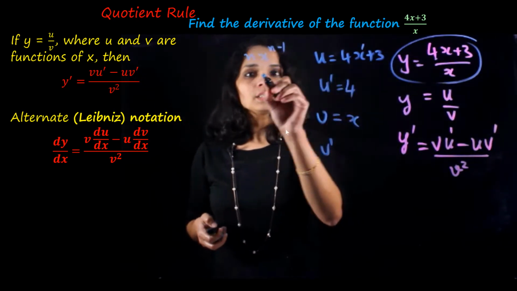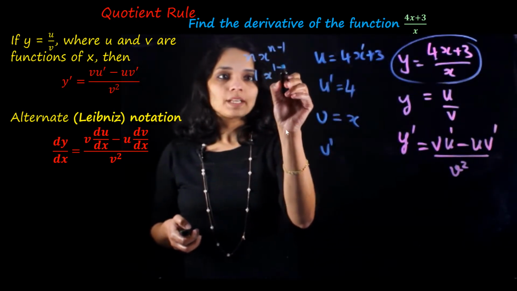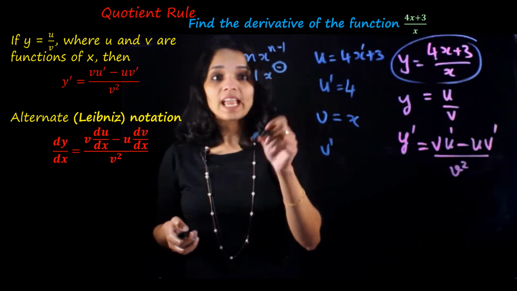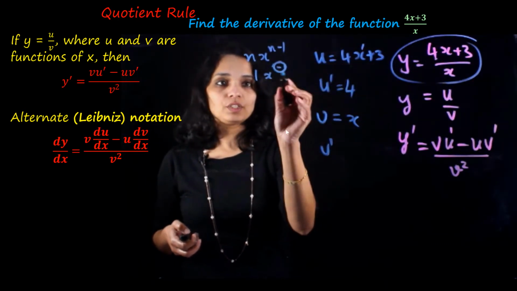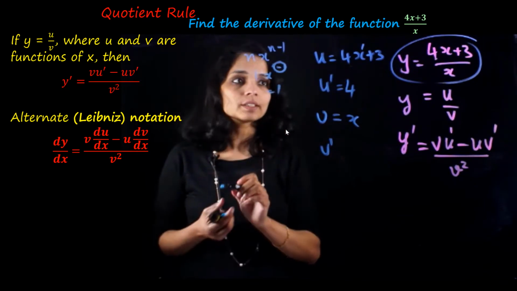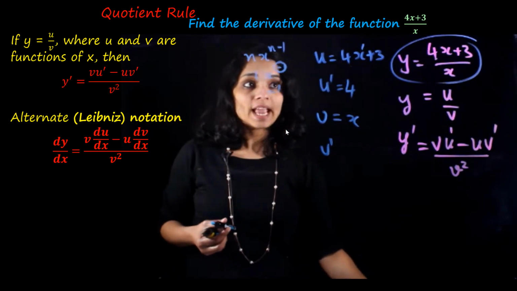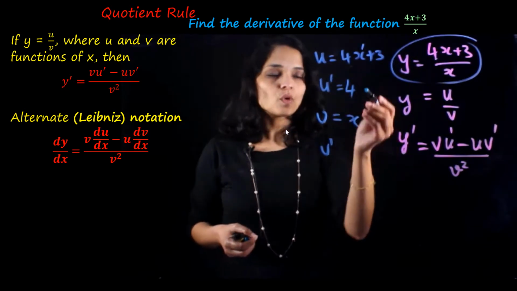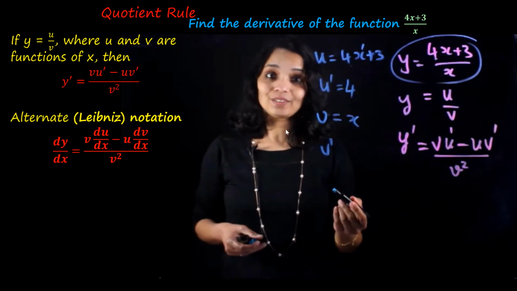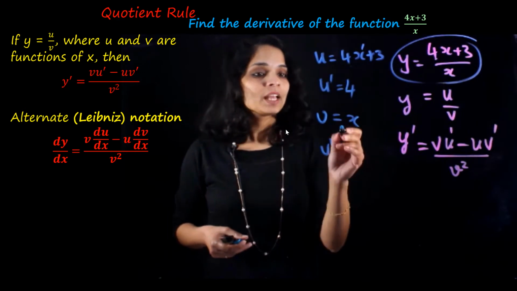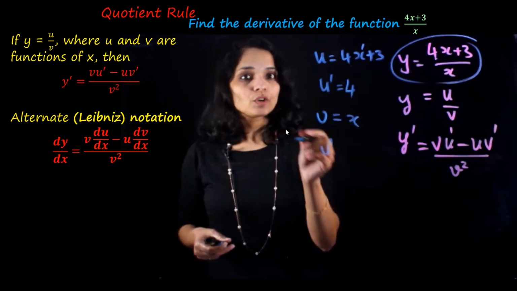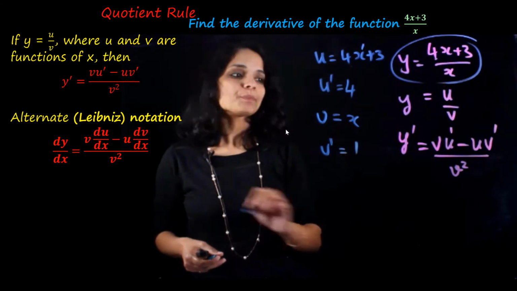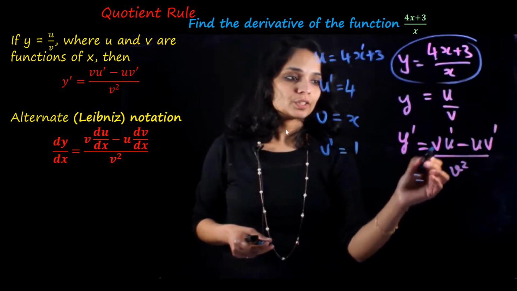So it's 1 times x to the power 1 minus 1. 1 minus 1 is 0, so x to the power 0, and any variable to the power 0 is 1. So it's simply 1. So the derivative of x is 1. So it's 4 times 1, which is 4, and the derivative of 3 is 0, since for a constant term the derivative is 0. And the derivative of x we have already done for this question, so it's 1. Let's now substitute that in.